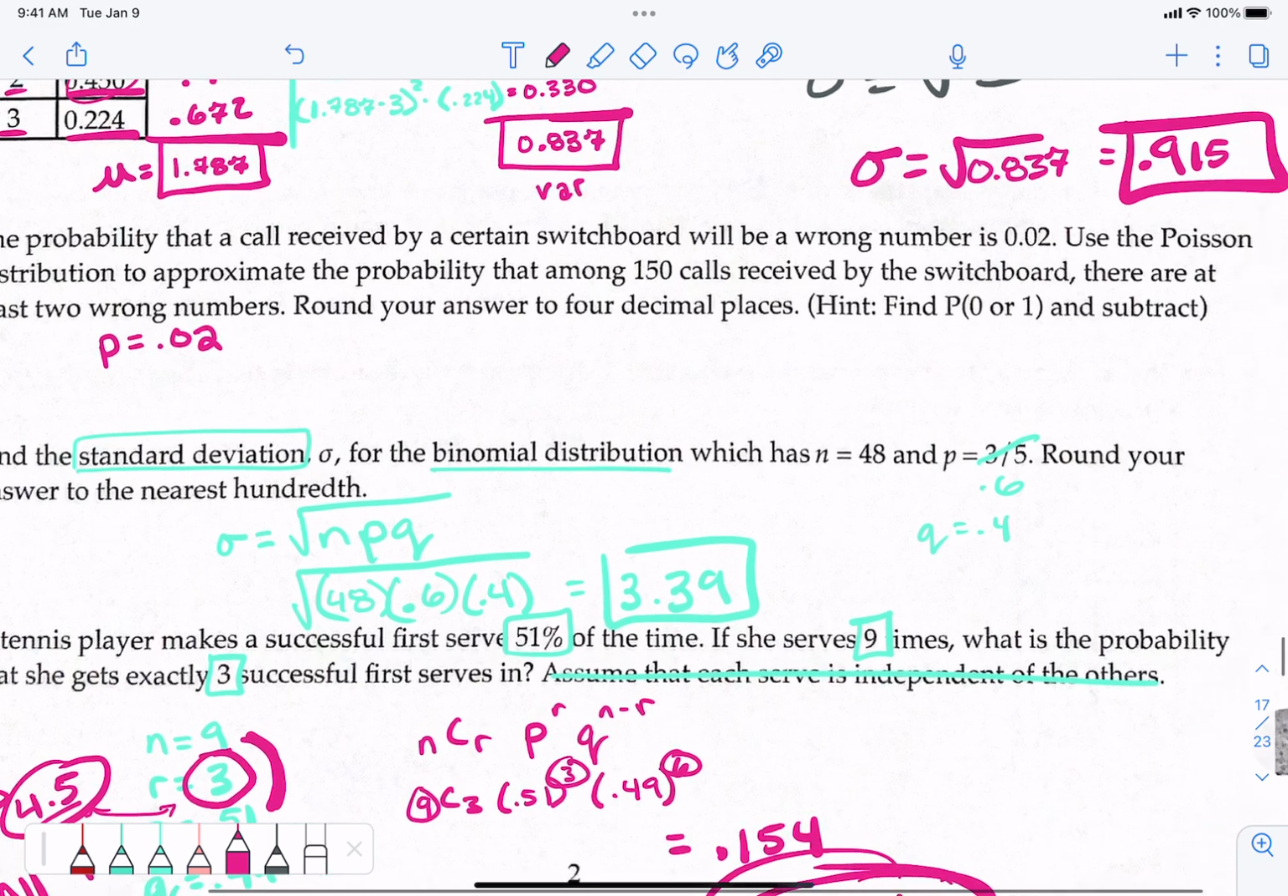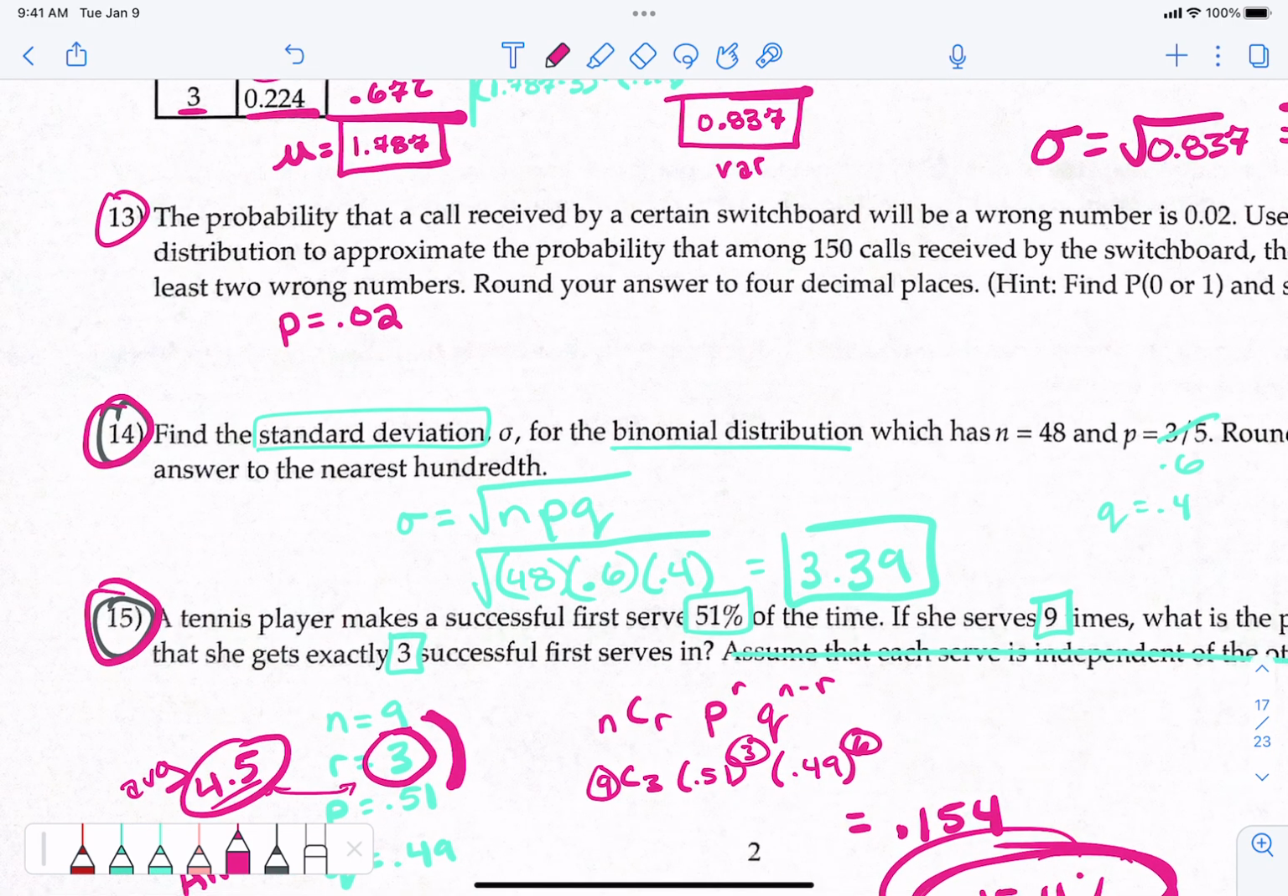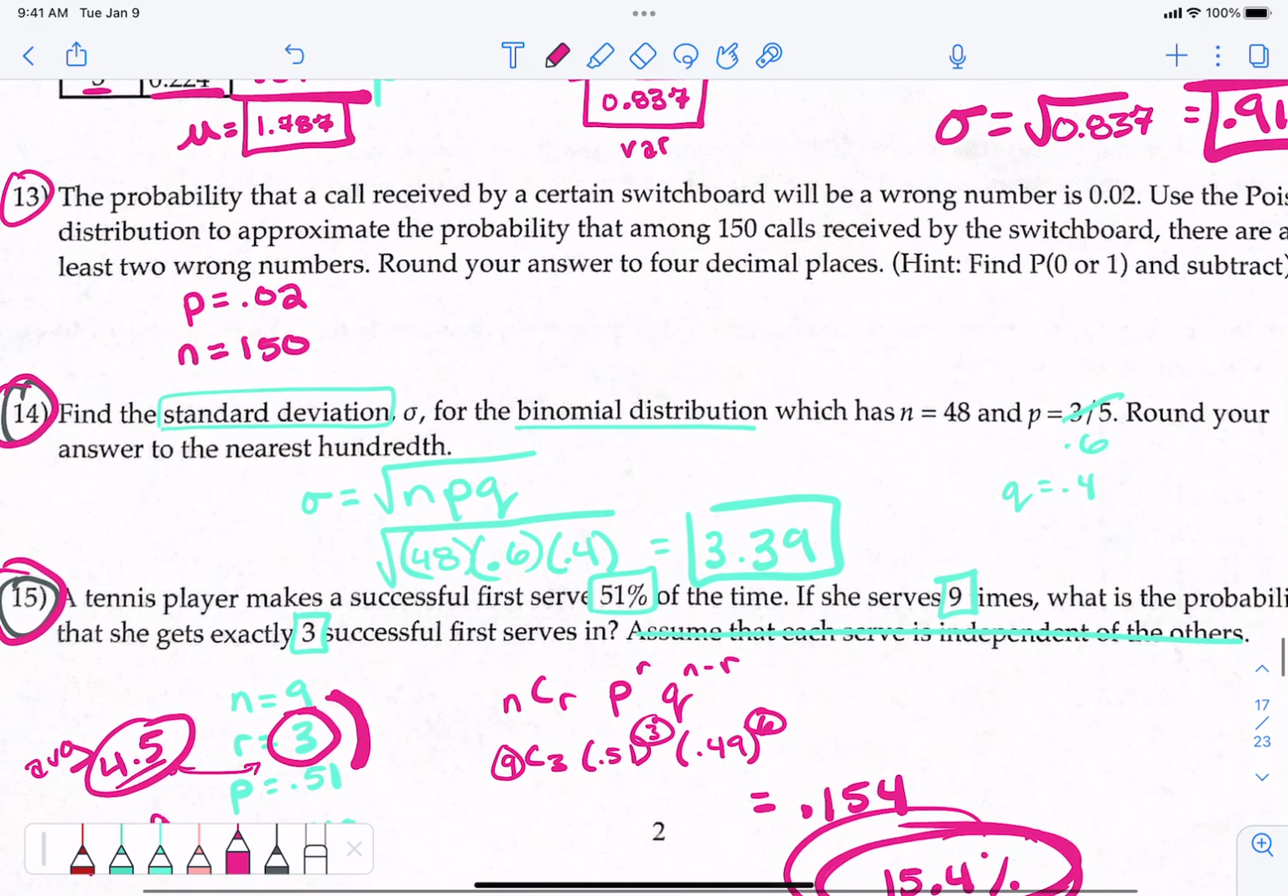Use the Poisson distribution. They're telling us to approximate the probability that among 150 calls, N. What's 150? N. Once you see it, write it down. Received by the switchboard, there are at least 2 wrong numbers. Okay, now here's the deal. At least, at least 2 wrong numbers.